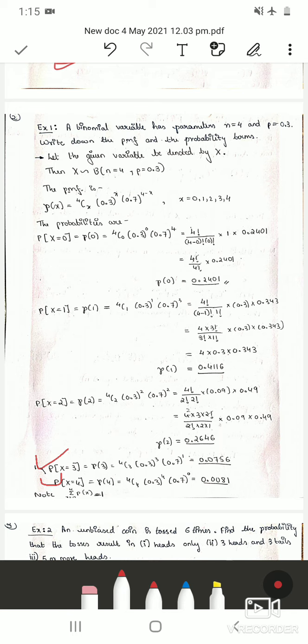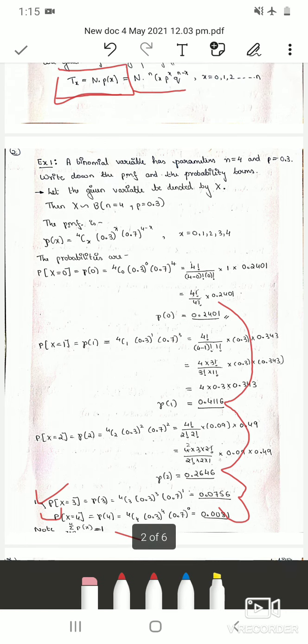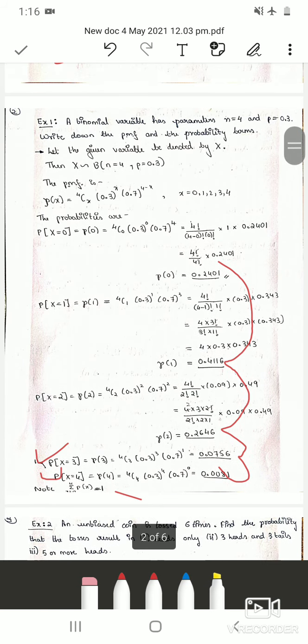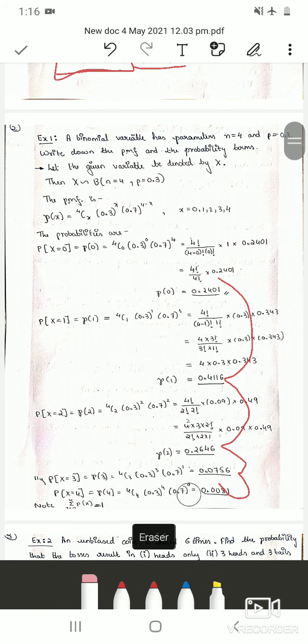So 4c3 can be written as 4 factorial divided by (4 minus 3) factorial into 3 factorial. Similarly, calculate 4c4 and check. When you add these terms, you will get the summation of p(x) from x equals 0 to 4 as 1. Here in place of n we have 4. Using the second note for today, you can verify that the probability sum is 1.